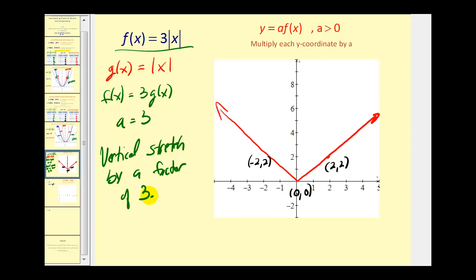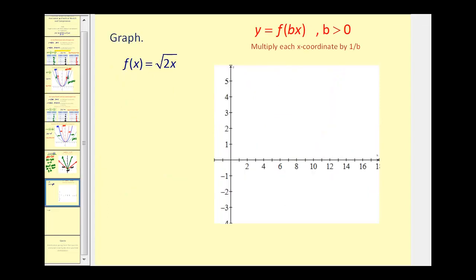So to find points on this transformed function, we can just multiply each of these y-coordinates by 3. Since 2 times 3 would be 6, one point on the transformed graph would be -2, 6. 0 times 3 would still be 0, so we have the origin, and here we have another y-coordinate of 2, so this would become the point 2, 6. And so very quickly and easily we can graph the transformed function based upon determining the value of a.